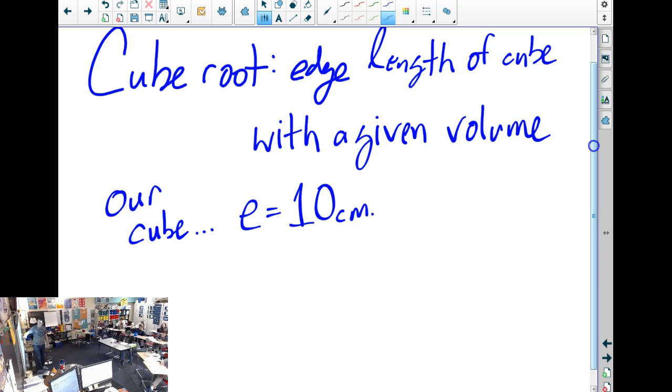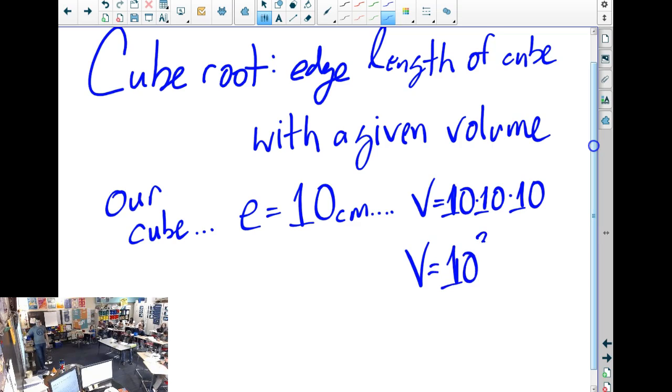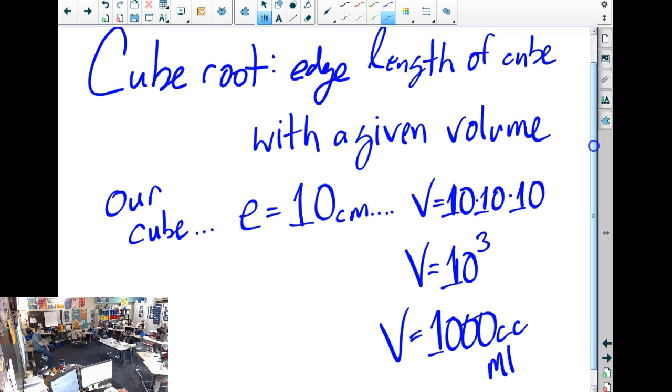So if we go to find the volume of this cube, it'd be length times width times height, or 10 times 10 times 10, which, because we're mathematicians, we like to be efficient, could rewrite as 10 cubed. So when we find volume, if the shape is perfect, quote unquote, we are cubing, and this comes out to be 1,000. Either you can say cc for cubic centimeters, or you can say milliliters.